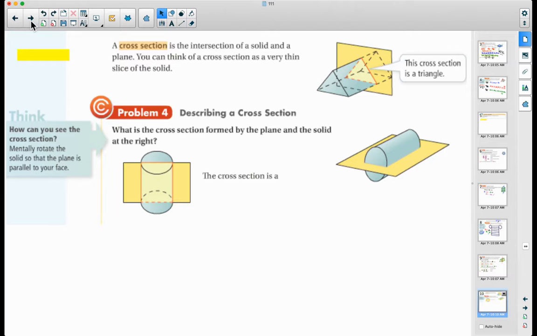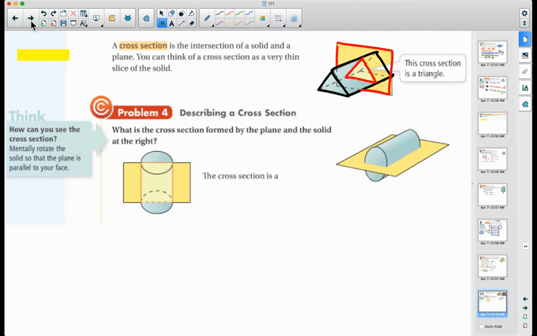Okay, so in this case right here, we have this triangular prism, right? This triangular prism right here, but then I'm going to cut it with this plane. All right, and that's what that shape would look like. Okay. All right, what is the cross section formed by a plane and a solid at the right?